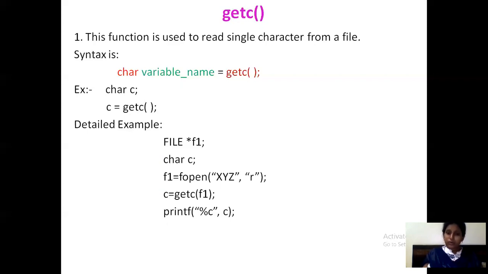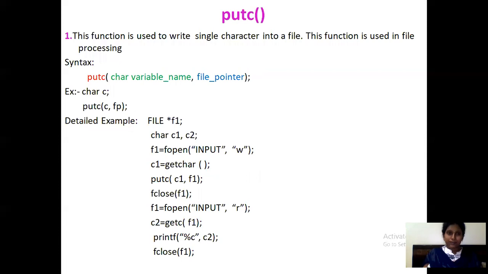You can also use putchar function, or you can also use printf function. If you want to read a character from a file, you should use this function called getc. From which file are you reading? The F1 file, and you are placing that particular character in your variable called C, and you are printing that particular character on your output screen.